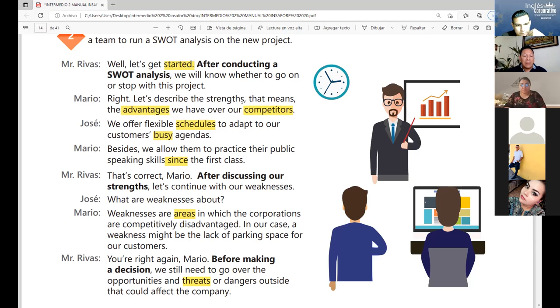What are the weaknesses about? Weaknesses are areas in which the corporation are competitive disadvantaged. In our case, weaknesses might be they lack our parking space for our customers. You're right again, Mario. Before making a decision, we still need to go over the opportunities and threats or dangers outside that could affect the company. Excellent. Good job.